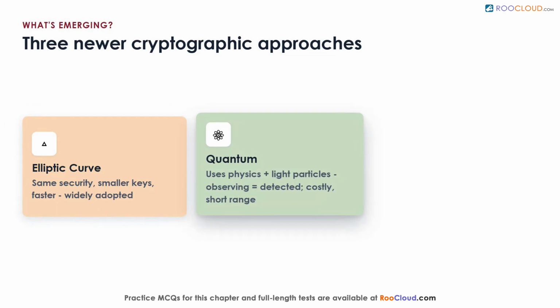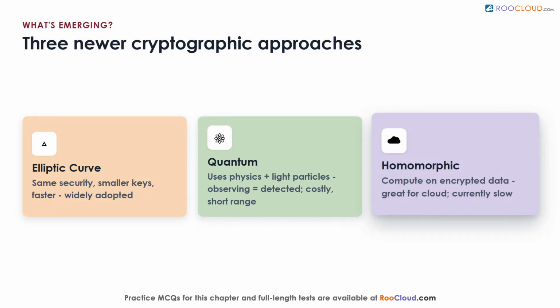What about quantum cryptography? It uses the laws of physics, sending data as individual particles of light. Its magic is detection. Any attempt to observe the data changes it, so eavesdropping is caught instantly. But it's costly and works only over limited distances. And what is homomorphic encryption? It lets you compute on data while it stays encrypted. You never have to decrypt to process it. That's powerful for cloud and supply chain security. The catch is that it's slow and resource hungry.